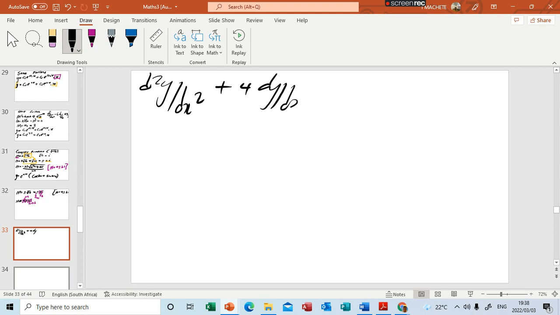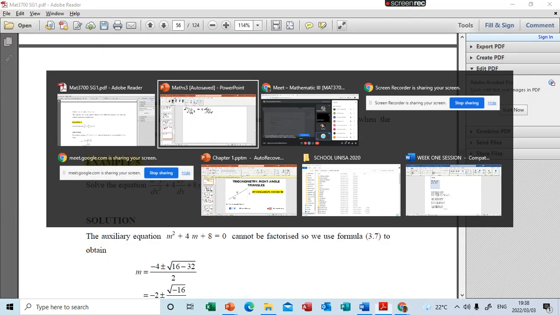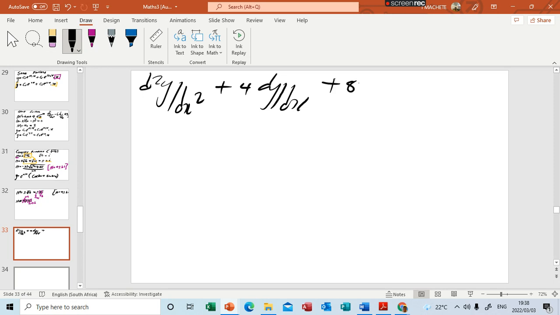For dy over dx, if you have a question, please ask. Please ask, guys. Guys, look at this. You see this? How do you know? Look at this. If you can't find the factors, let's change everything to m. That's the first thing that we do. Equate it to 0.